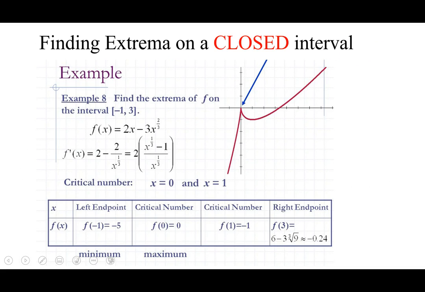Most of the examples we had done, we had used a table format. So here's one that's already done. And again, you should have several in your notes as well. So let's say you wanted to find the extrema on the closed interval, -1 to 3. And again, you'll know it's a closed interval, one, because there's no infinities, and two, because of the brackets. So your function in this case is 2x minus 3 times x to the 2/3.